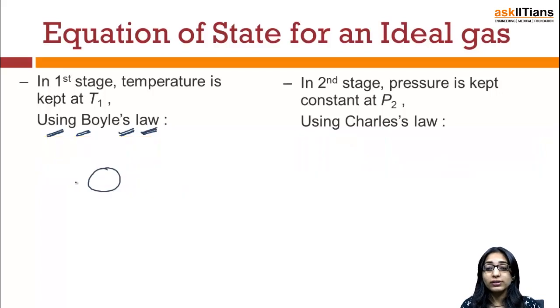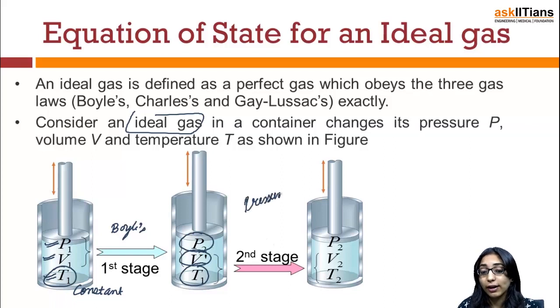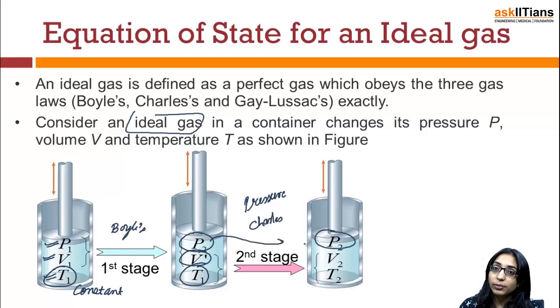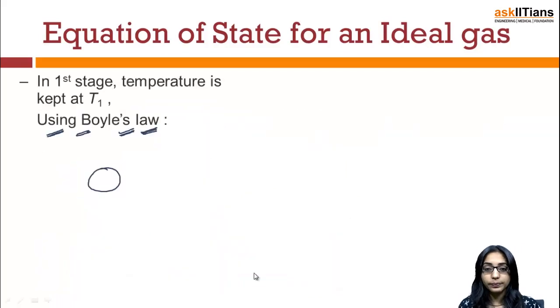Now, once we are done with the first stage, in the second stage the pressure is kept constant as P2. So, let's come back here. I told you that the pressure will be P2, volume V dash, temperature T1. Now, for the second stage, if I keep the pressure constant, I can very easily apply Charles' law. So, the pressure is constant, so the final pressure will be P2. Since volume will change, let's say the final volume is V2. Also the temperature is changed, so let's say the final temperature is T2.